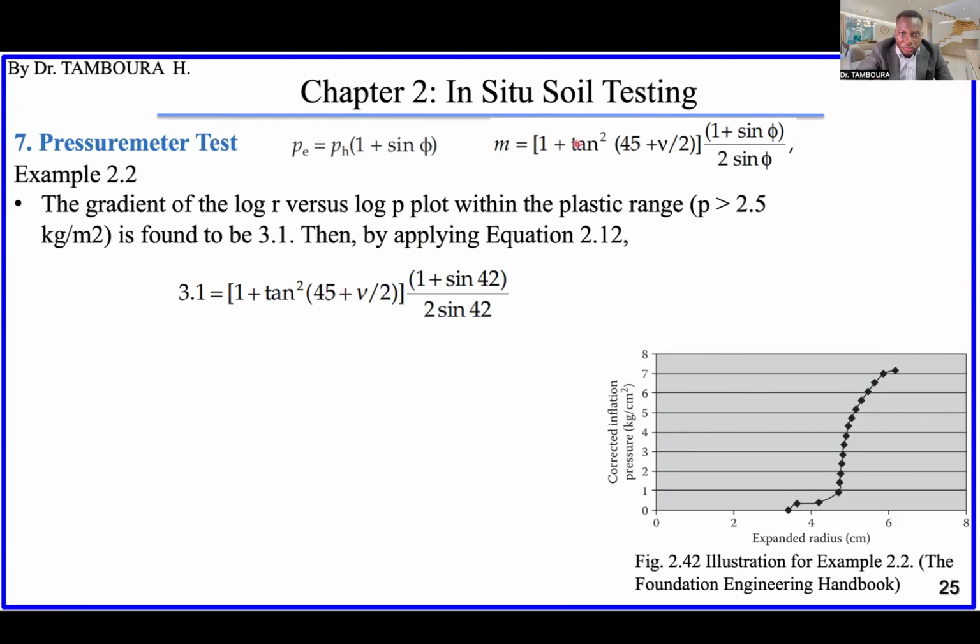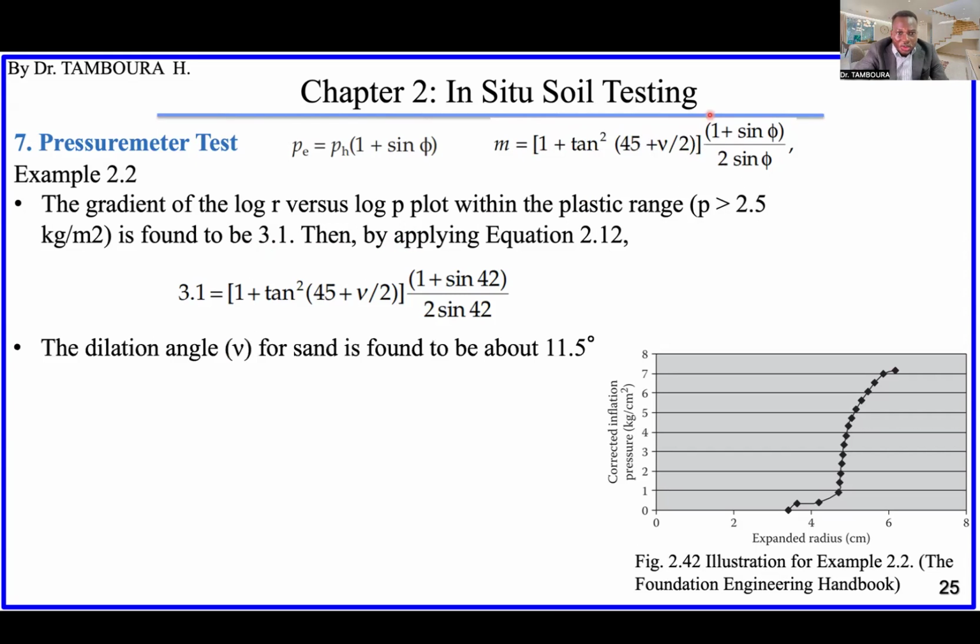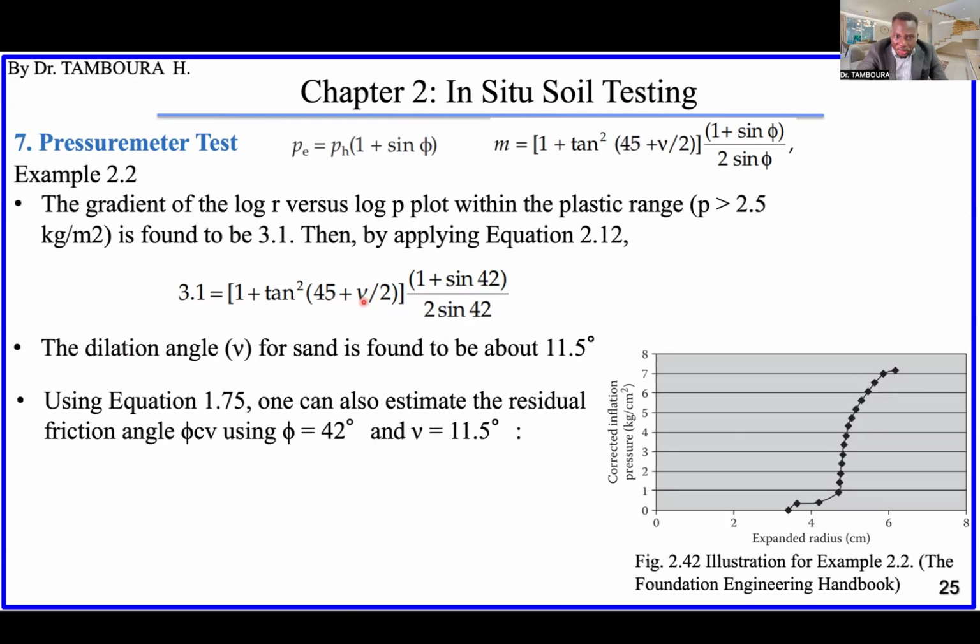Now, let's use this one, okay? Let's use this. The slope is around, okay, 3.1. The slope, the gradient of log radius to log t with plastic range. We can obtain this. Then by applying this formula, this equation, we can do something like that, and then we can obtain this angle. The dilation angle can be obtained. Okay, it is about 11.5.